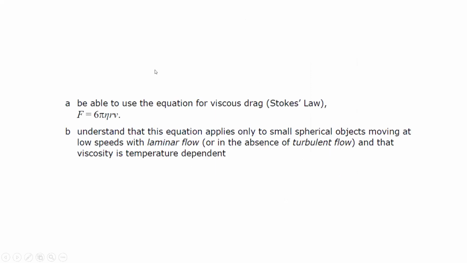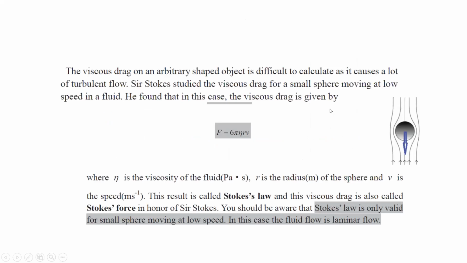Then you should be able to use the equation for viscous drag or the Stokes law. So what is a viscous drag or a drag force? The force which opposes the motion, the force which tries to resist the motion in a fluid, the force applied by the fluid to stop the object moving, that force is known as the viscous drag. And according to Stokes, it is given by a formula 6 pi eta rv. That's a formula, and this is only valid for a spherical object, like you have a sphere which is moving through a fluid.